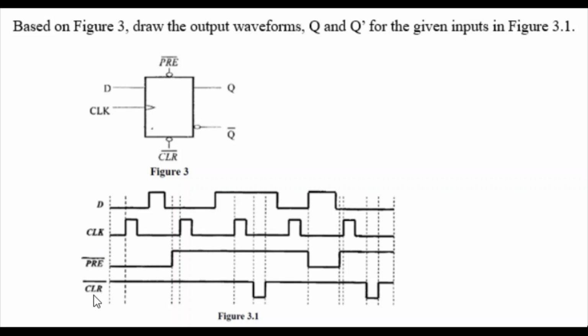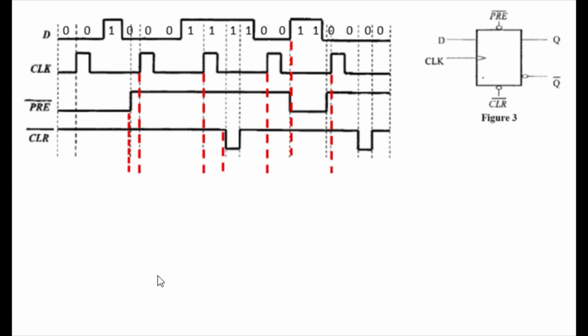First we need to check the clear command. If the clear command is 0, then we need to bother about it. If the clear command is 1, no need to consider it, just go to the preset command. Same with the preset command: if it is 0, you have to consider it, otherwise you can leave it. When clear and preset are both 1, then you go to the clock. Then you check whether this is the positive edge of the clock or you are in the middle of the clock. So let's start solving this question.